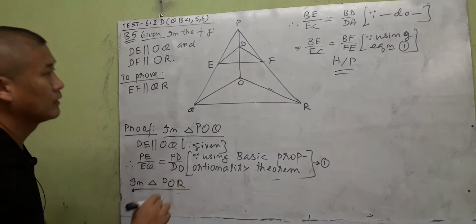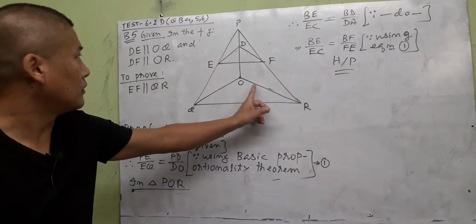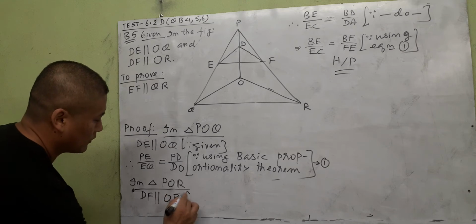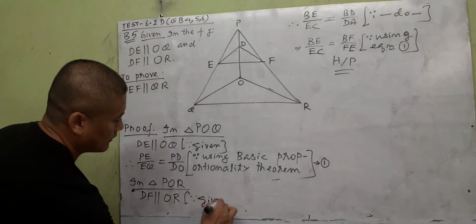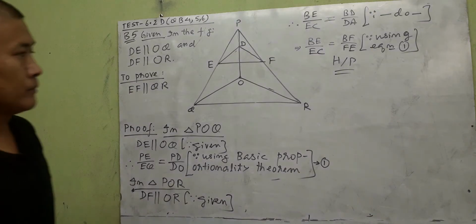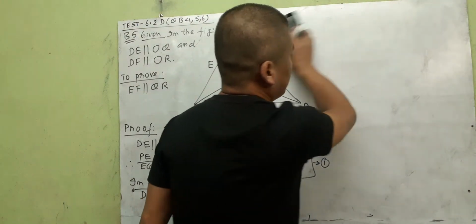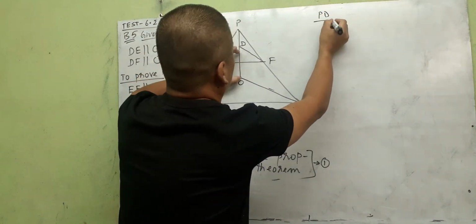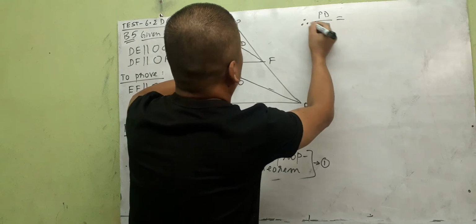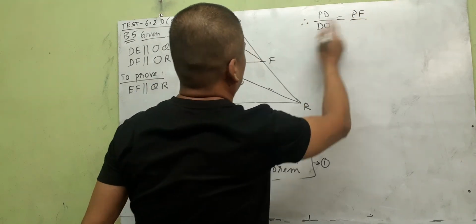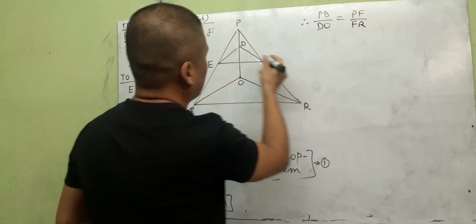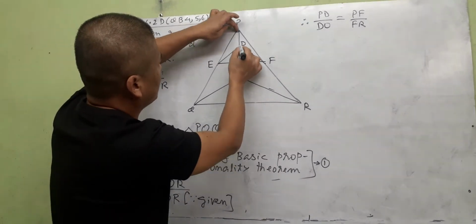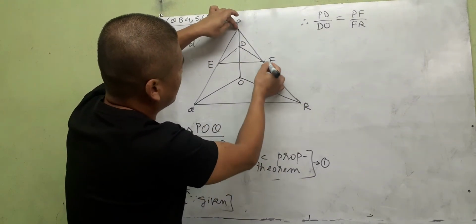In that one, DF is parallel to QR, as you can see here. DF parallel to QR, as it is given to us in the question. So now, applying the same basic proportionality theorem, PD by DO will therefore be equal to PF by FR. Because this line DF is parallel to this one, it cuts PO as PD by DO, and will cut the other one as PF by FR.